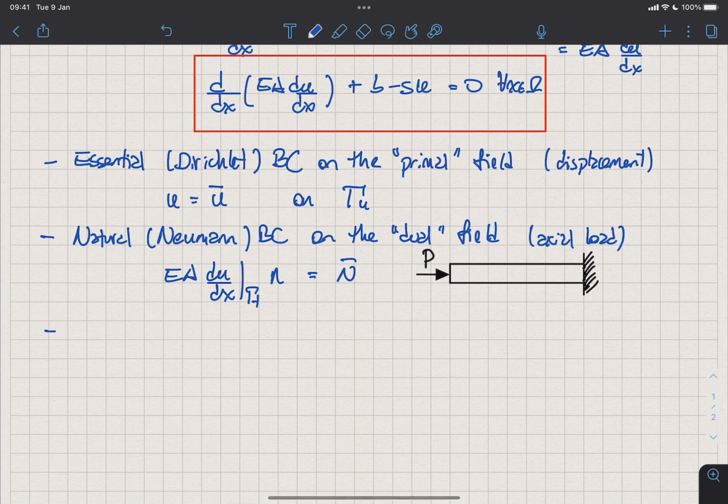Okay, finally, we have what we call a mixed or Robin boundary condition, which is just a combination of the previous two, right? It's a combination. And this can be nicely written as, well, let me just copy this.